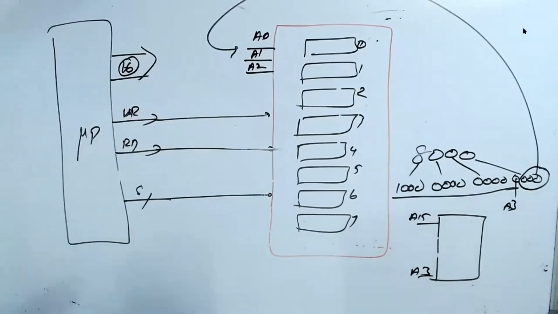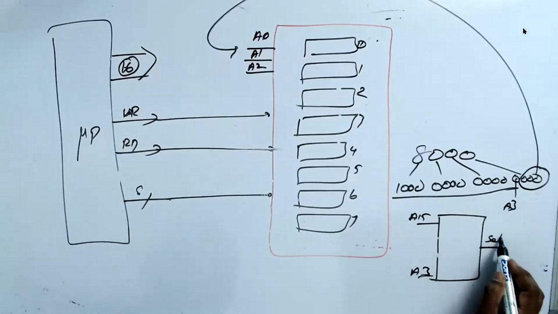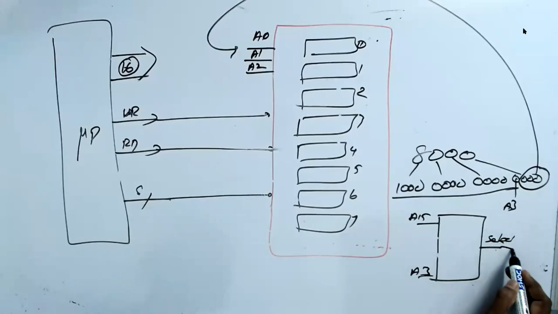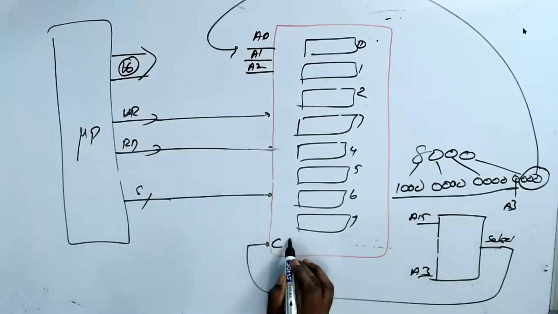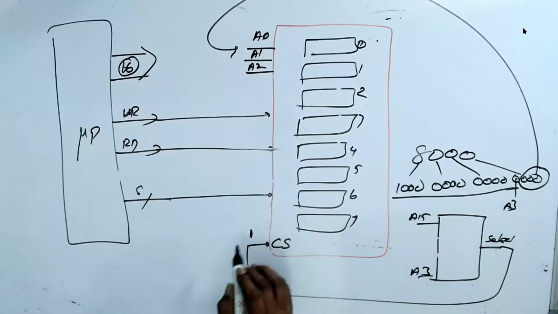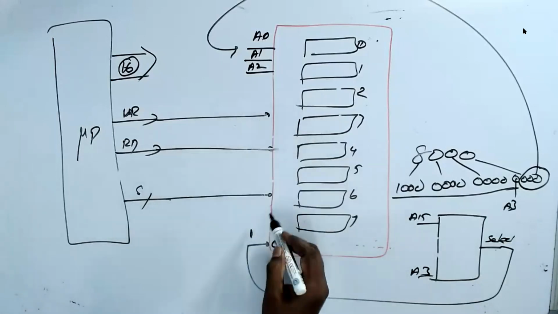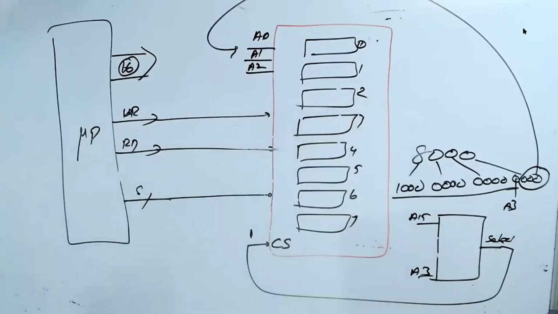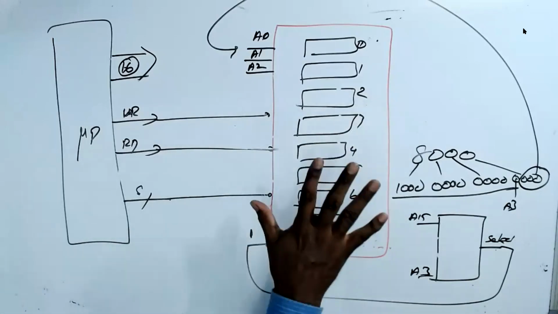Now, this guy is giving an output signal called select that I connect to this guy. This is called chip select. You understand? Now, when chip select is 1, then only this guy will accept your read and write. Otherwise, he will not accept. And this is the way the controllers are designed.